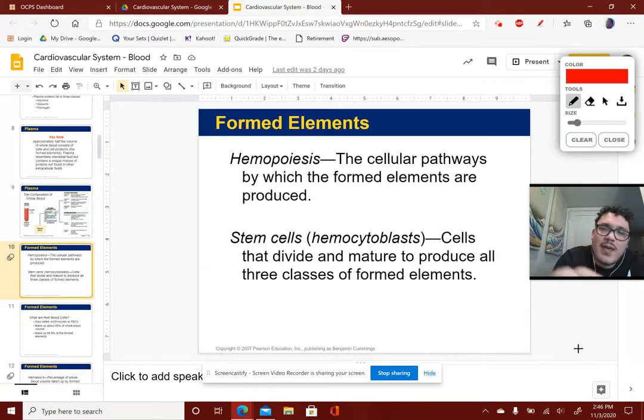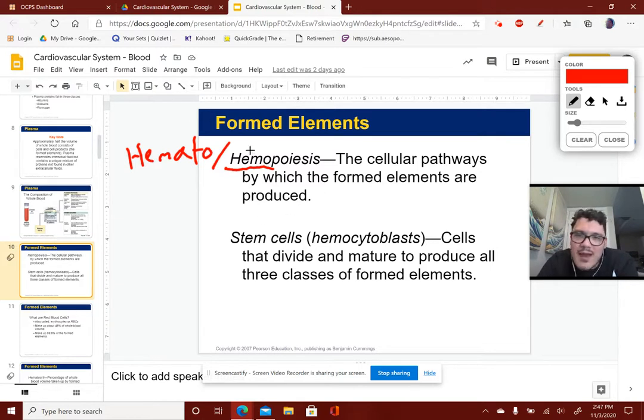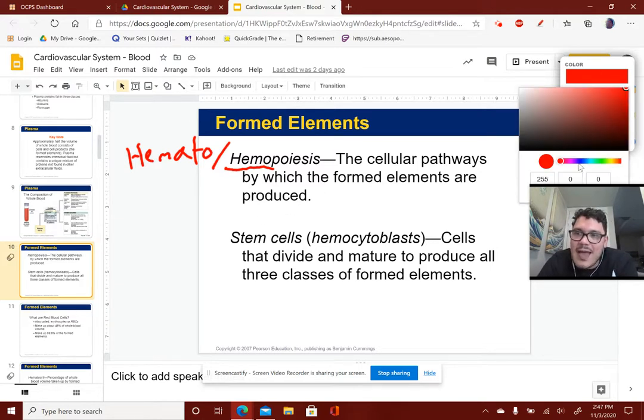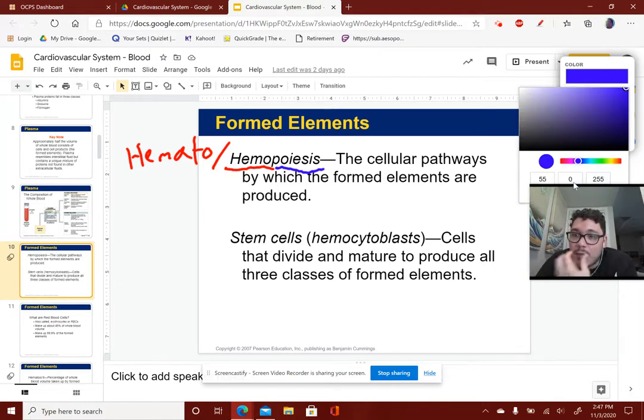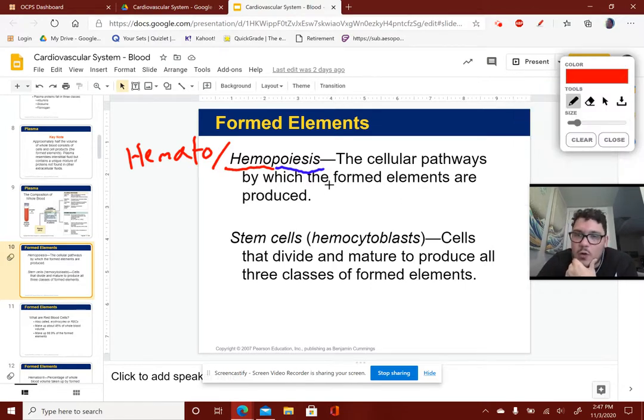The method by which we make formed elements is known as hemopoiesis. Now, hemo as a prefix, you may also see it written out as hematopoiesis. Same thing. Hemo or hemato means blood, whereas the suffix poiesis is indicative of creation. So if you were to translate this literally, it would be blood creation, which is kind of what the definition is telling us: the cellular pathway by which the formed elements are produced.